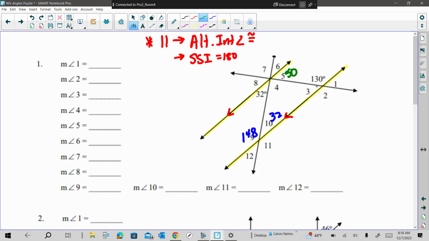So now I see a vertical with the 130, and then I have a linear pair or corresponding, which is the 50. So now I got another vertical, which is 50. And so now I can use that vertical linear pairs to now get what I need for my triangle, because now there's a triangle inside of here to get to angle 4 to help me get to angle 7. So this is what we're working on today.